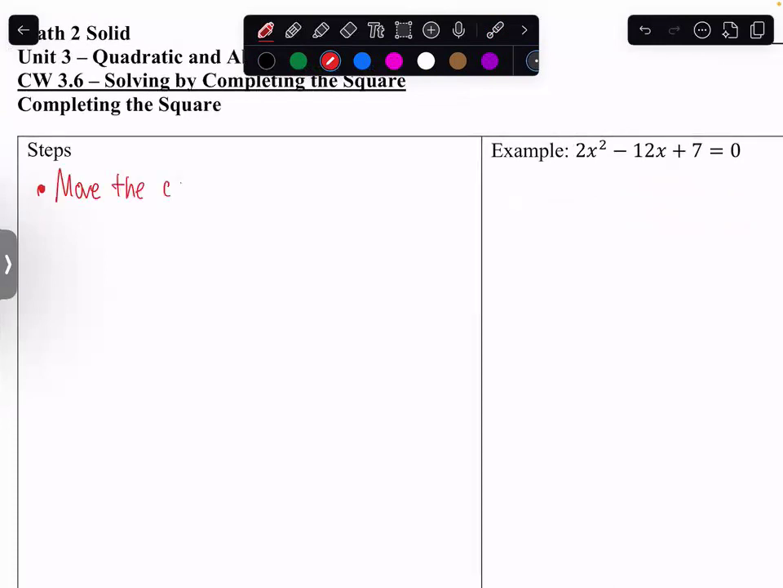So this is going to be kind of the opposite of what we wanted for factoring. So step one is move the constant to the other side. Remember last class we said that we need it to equal 0 because the zero product property says that factoring only works if it's equal to 0. But with today's method, we want to move the constant, the term with no x, to the other side.